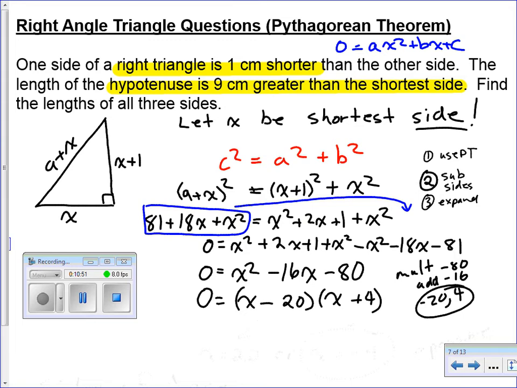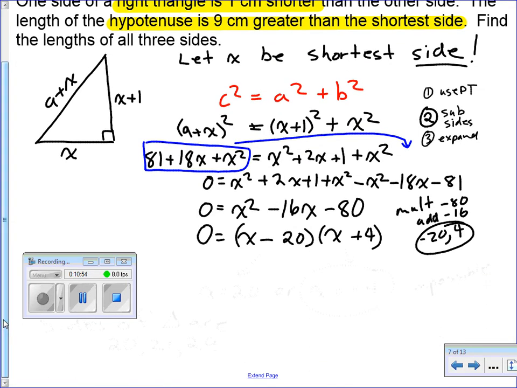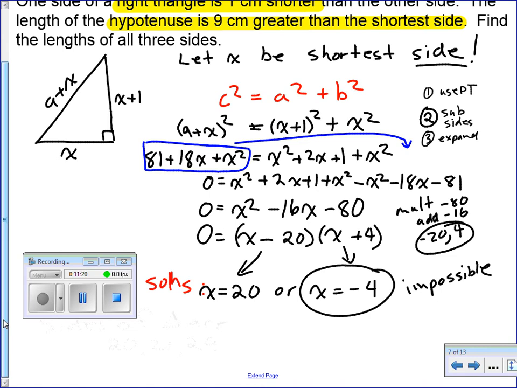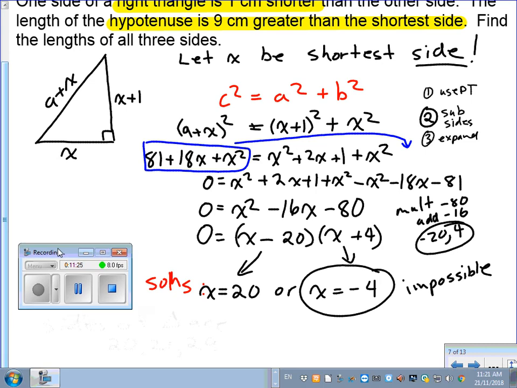So now that I've got that, all that's left to do is tell me what the solutions are. The solutions for x are: x equals 20 or x equals negative 4. Now, if I look at my triangle, you'd have to think about it. In the triangle, is it possible to have a negative distance? No. So we're going to say that's impossible for that one. We're not going to use that one, but we have found our sides.